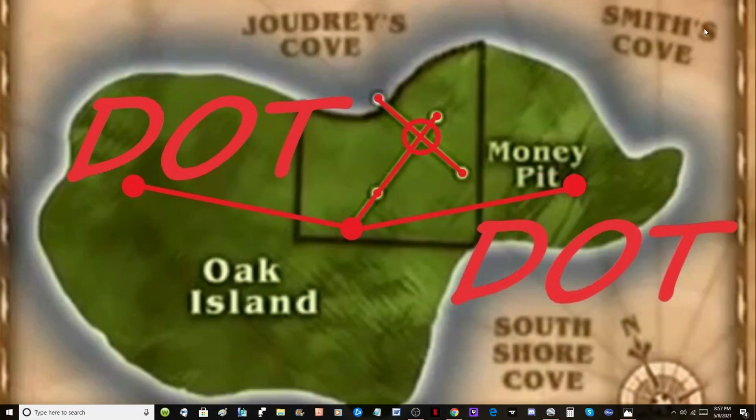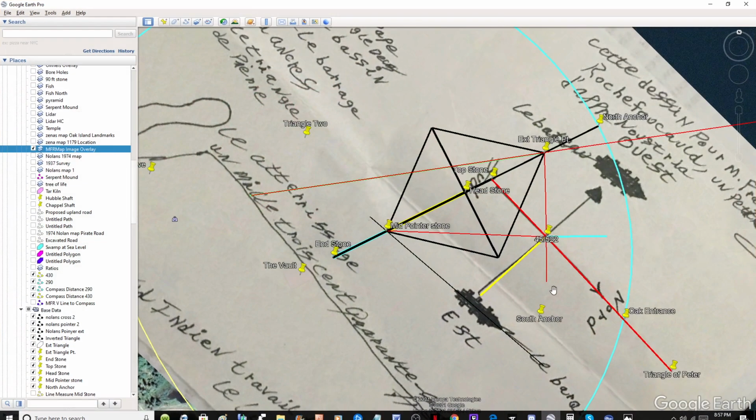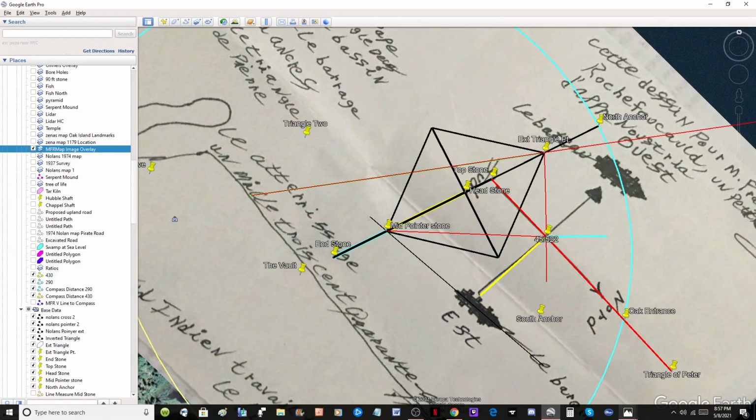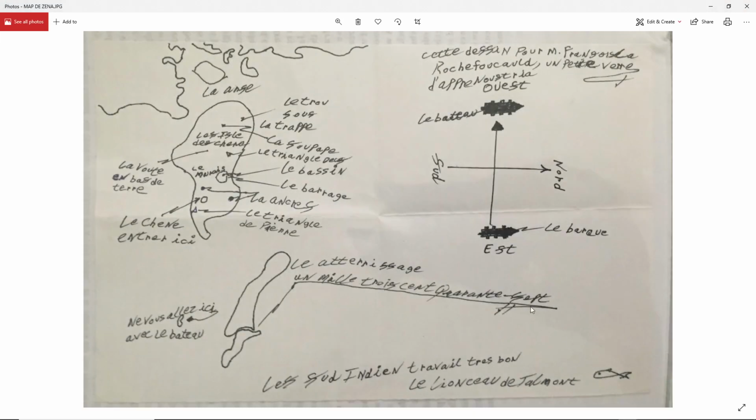Anyway, I'm going to get to what we're going to talk about today. And here, let me put this up first. So this is the Rochefoucauld map that we're talking about. And in my previous videos, you know that we have pretty much ascertained that this date down here is a distance, and that this line pointing to here is basically a verification or a check to make sure that you have the distance set correctly.